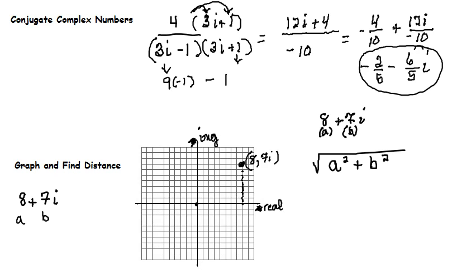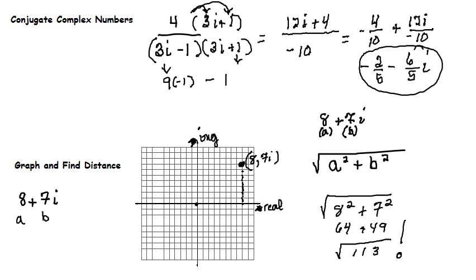To find the distance between the two, we're just going to use the distance formula. I'm going to take the 8 and square it. And I'm going to take the 7 and square it, which is going to give me 64 plus 49, which is the square root of 113. Nice prime number. And that's how far it is. Or if you do it by calculator, approximately 10 point yada yada yada. And there you go. Radicals and complex numbers.